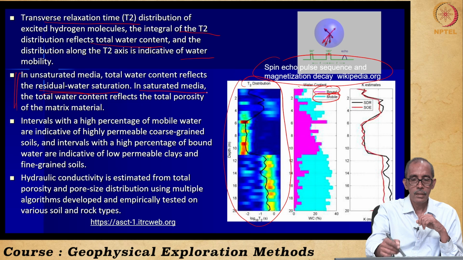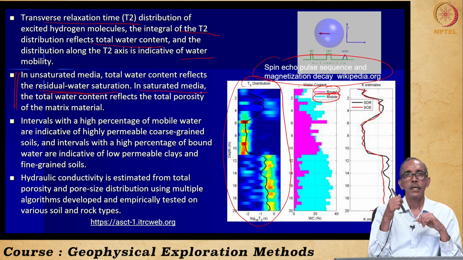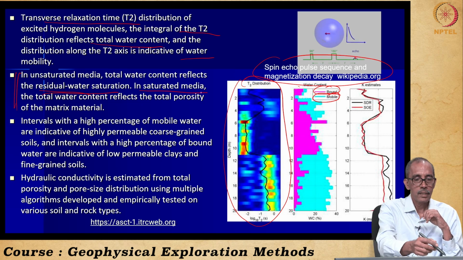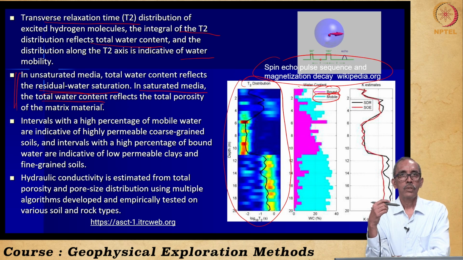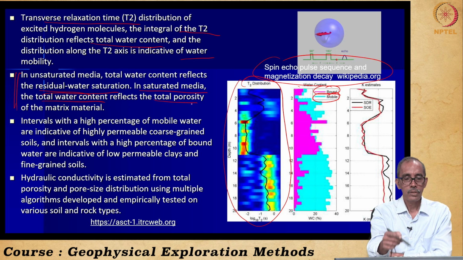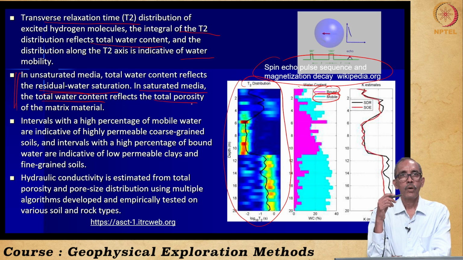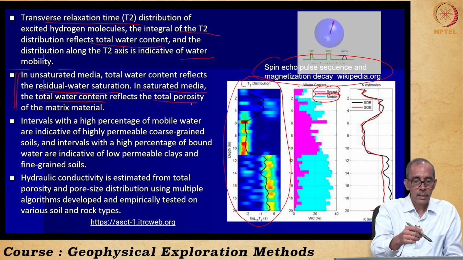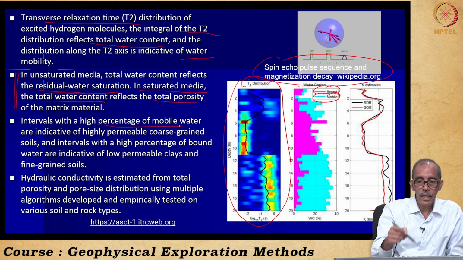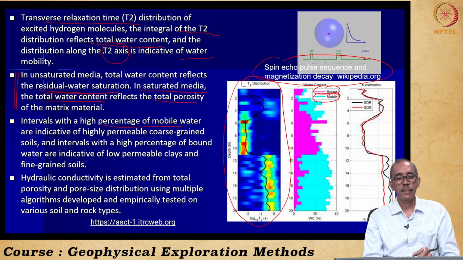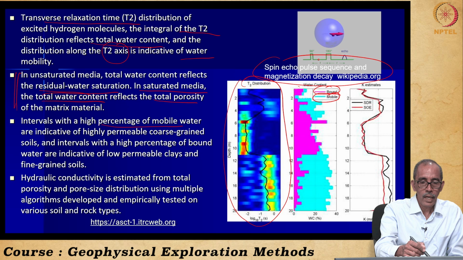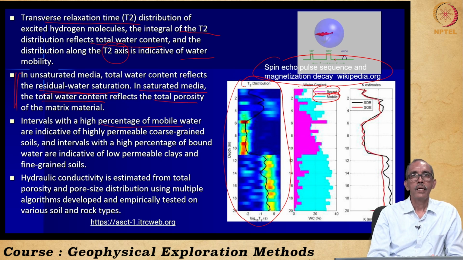Whereas when the tool is lowered into the saturated zone, it is able to give us the total water content. Total water content helps us determine the total porosity of the formation. So for intervals with high mobile water, we are able to differentiate the mobile water based on the relaxation time. So a high percentage of mobile water indicates what?